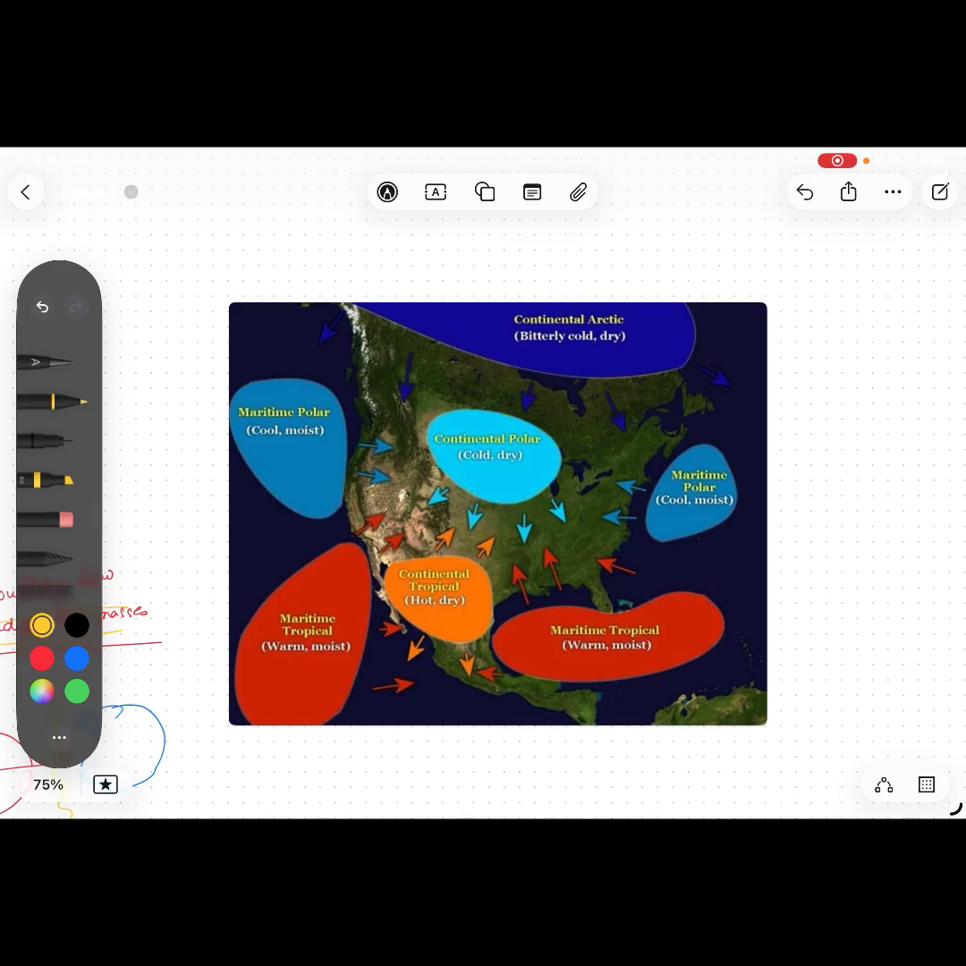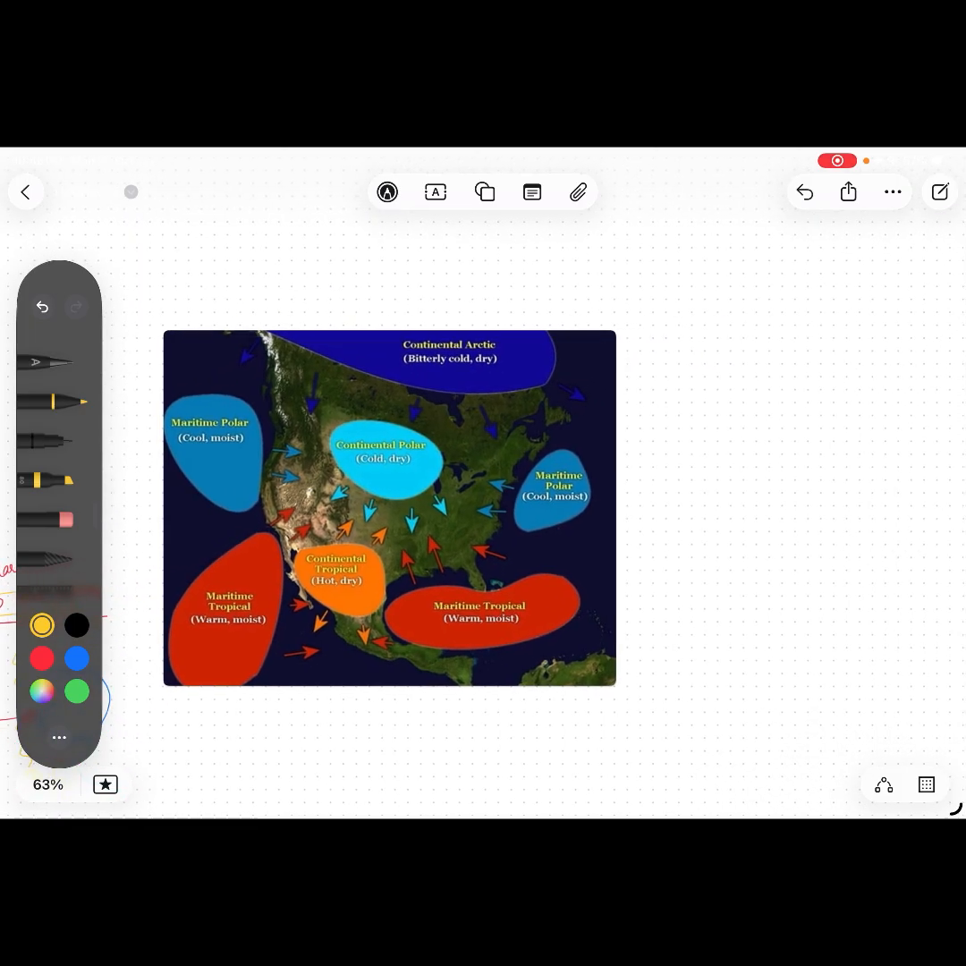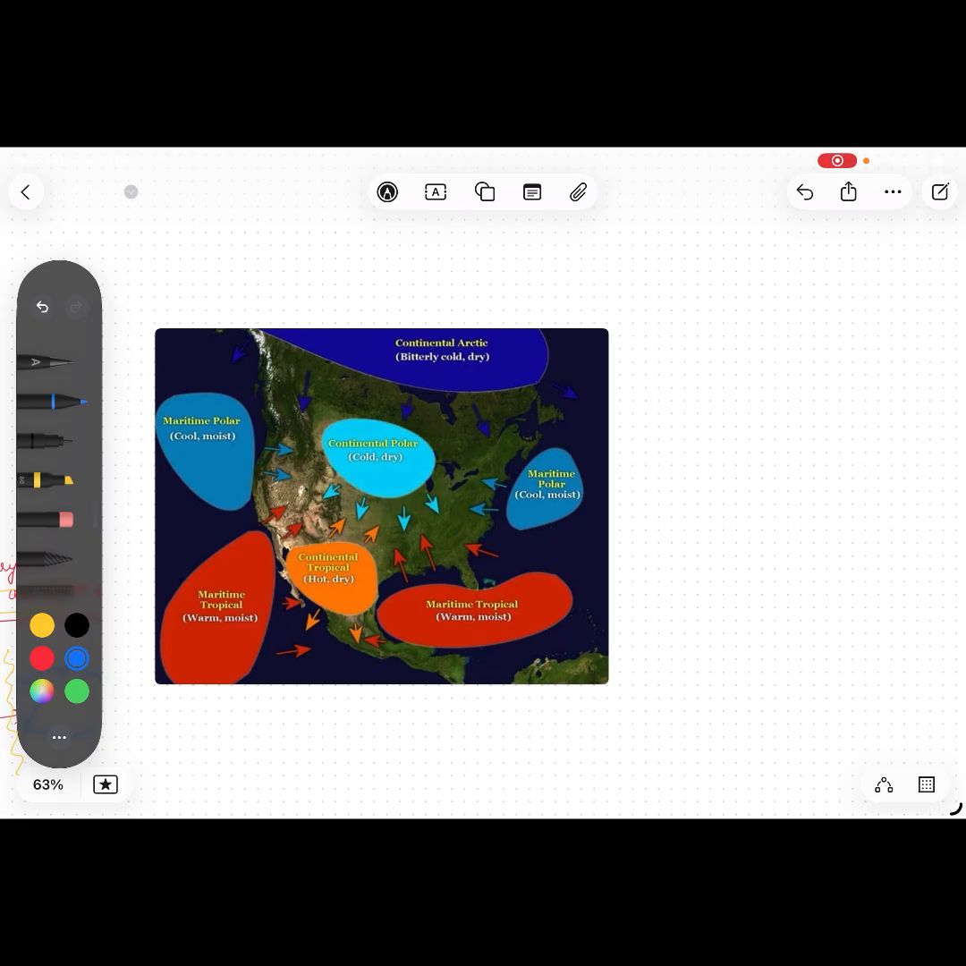So there is continental Arctic, maritime polar, continental polar, maritime tropical, continental tropical. We need to understand the keywords, and then we'll be able to know whether an air mass is warm, dry, cold, hot, whatever. If it is maritime, that is basically for water, so it will have a lot of moisture, so it will be moist. If it is polar region, then of course it will be cold. If the air mass is continental, it will be dry, because this is land. When we talk about tropical, it will be warm, because it's near the equator area.